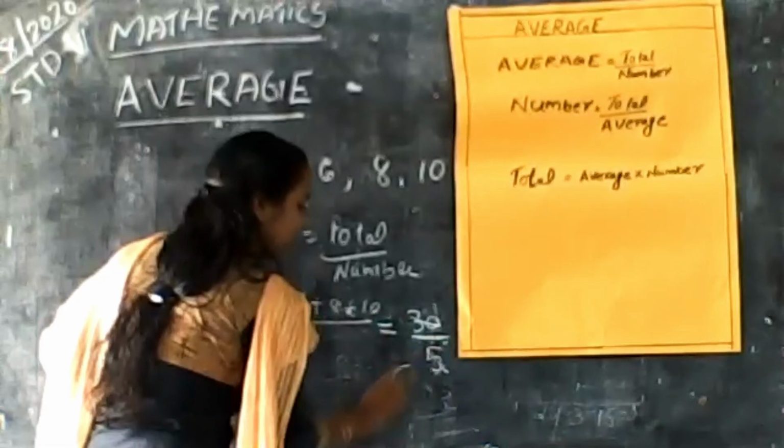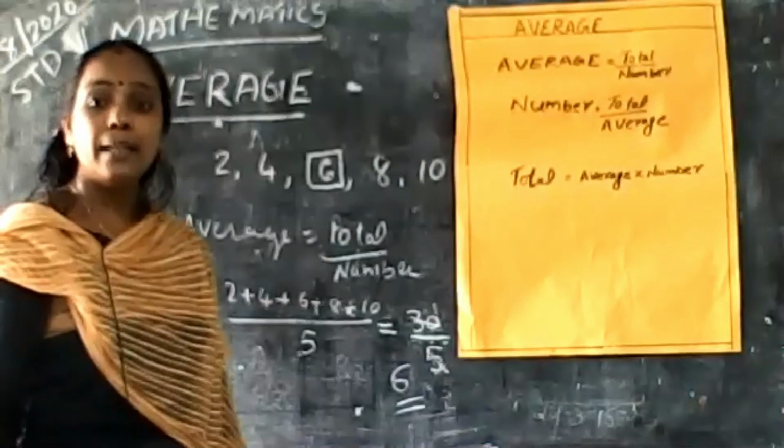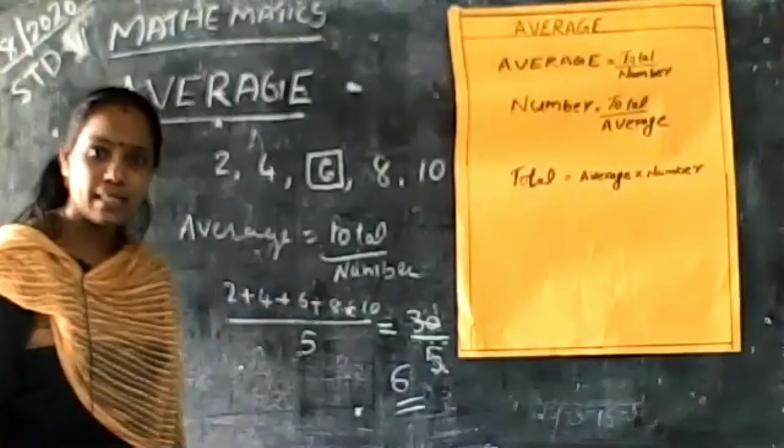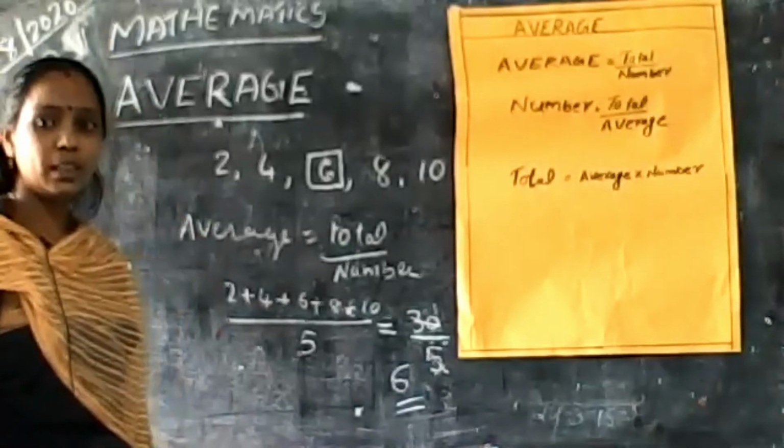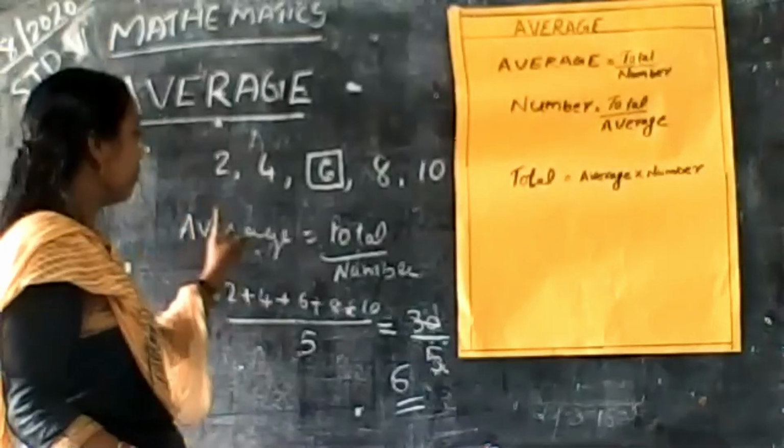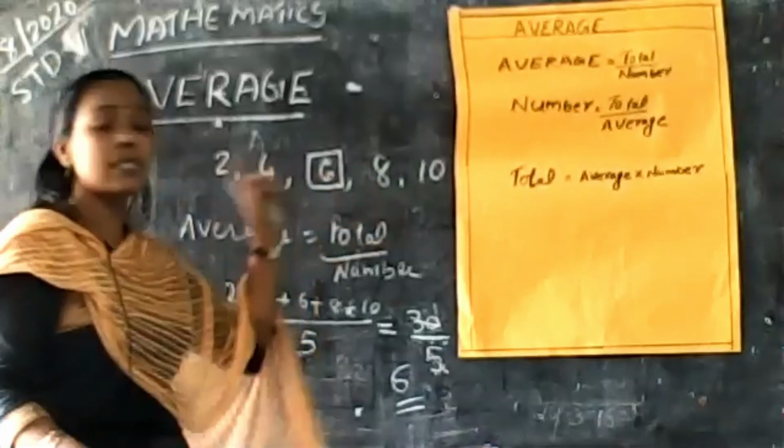You listen. 6 is the middle number. In our question, 6 is the middle number. The average and middle number are the same. All of you got the answer? Some continuous, consecutive or even numbers are given. This method is only used for consecutive numbers.